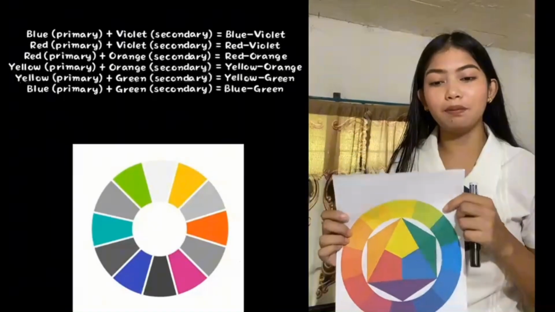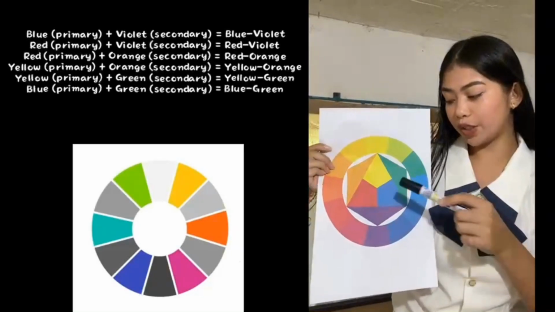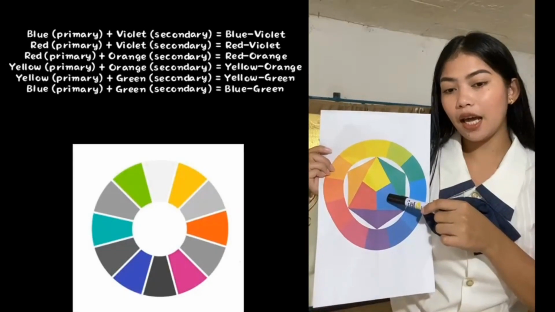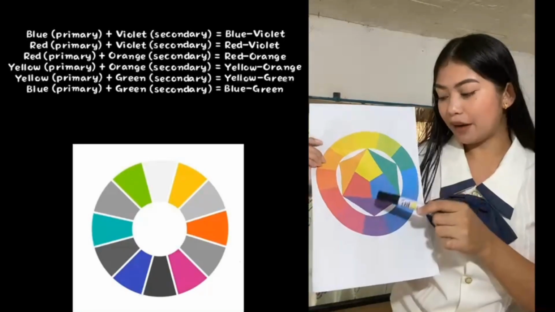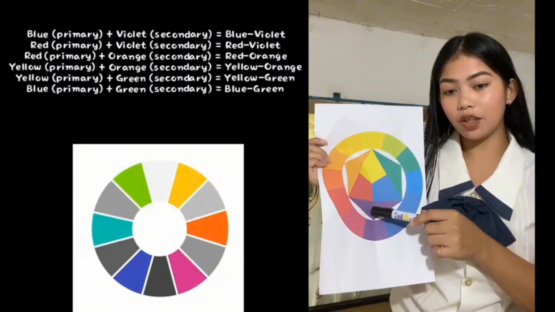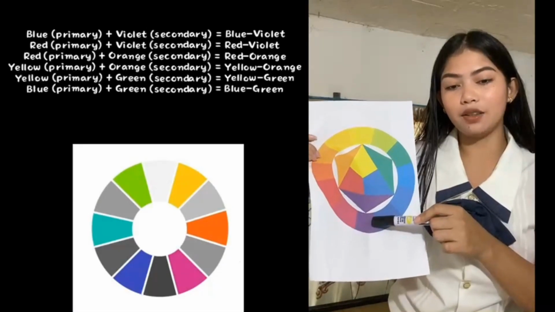For example, we have here the primary color, blue, and let's add violet, which is the secondary color. It equals the color blue violet.